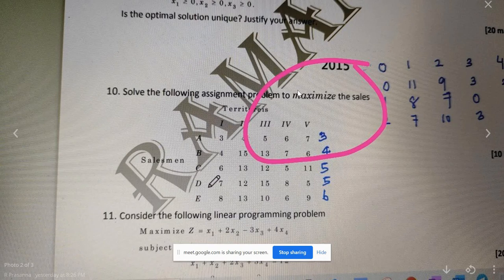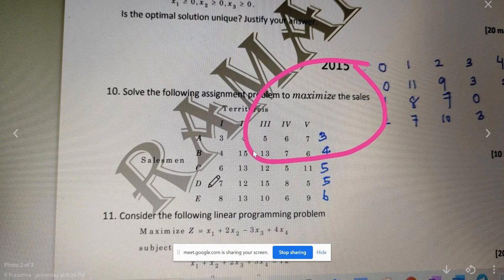So yes, here they asked us for a maximization problem. In yesterday's class we saw a minimization problem, where we need to reduce the cost and reduce the time. But here they have asked us a maximization problem, right? That means you need to convert this into a minimization problem by using a step.